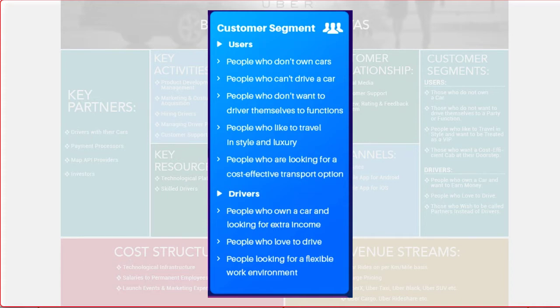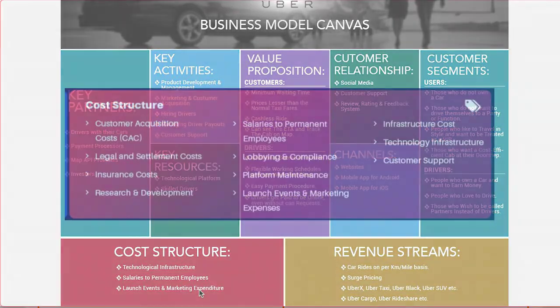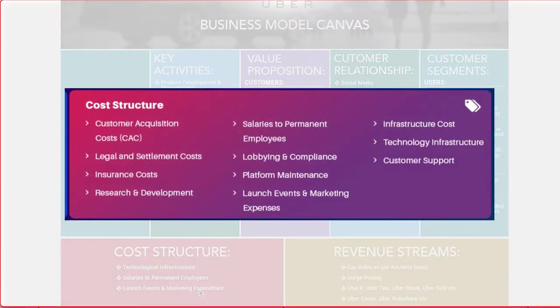And then let's come to the cost structure. You can see the technological infrastructure, salaries for permanent employees, and launch events and marketing expenditures, because they had to educate the market. So you always need to think about how you're going to educate the market. And you can see that they have put it as one of the key cost structures. So when you're building a particular business, your marketing and branding should always be one of the key cost structures.